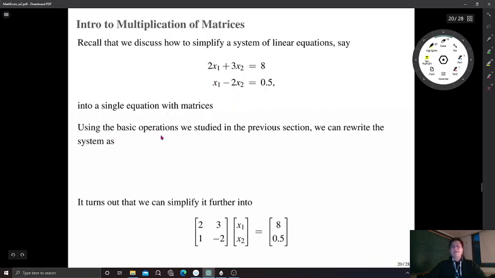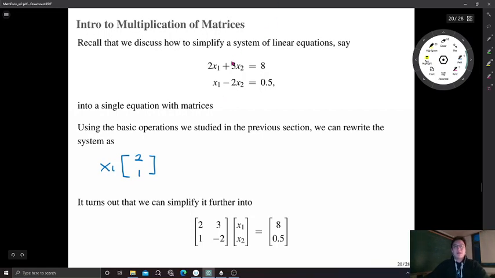And using the basic operations we studied in the previous video, we can rewrite this system. If we take a look at the x1 terms, then we have two terms, 2x1 and x1. So using the scalar multiplication, we can factor out x1. So we can rewrite this as x1 times matrix 2 and 1.